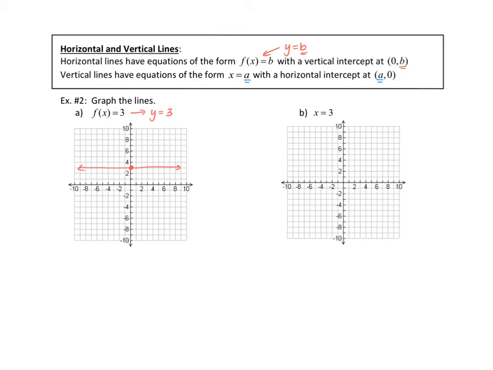For the equation x = 3, that 3 is now telling us where we have a horizontal intercept for our vertical line. So we can mark the point (3, 0), and then draw a vertical line through that point. So when there is just a y, you will have a horizontal line. When there is just an x, we will have a vertical line instead.